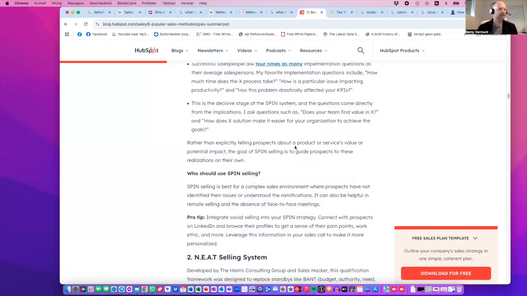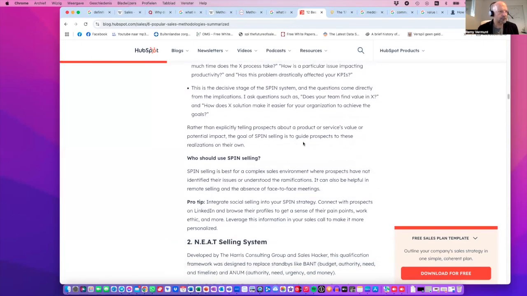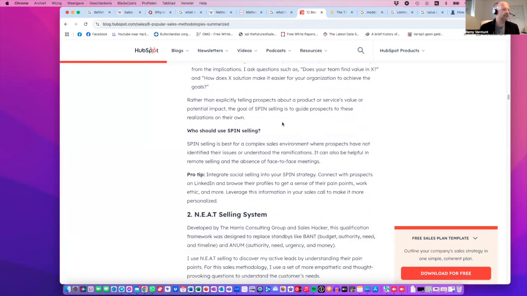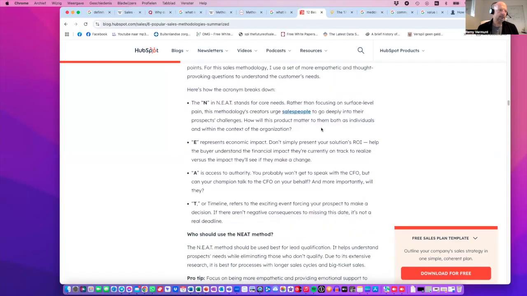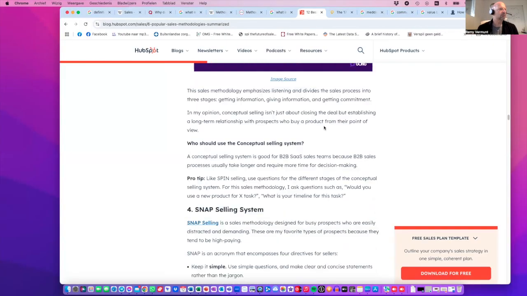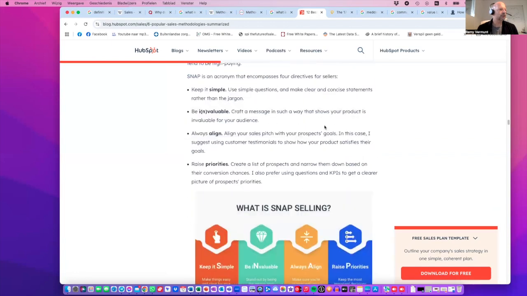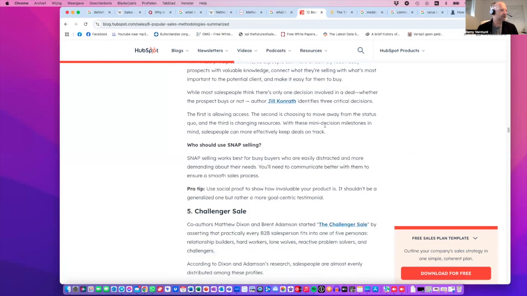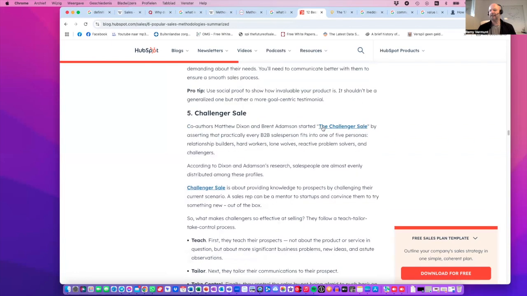System. Is it a system? Or is it a methodology or method? Spin selling. It's not just selling, right? It's more discovering. Need, I'm going to skip. Conceptual. Hardly come across. Snap. Hardly come across. Challenger sale. That is great. So here we have it. Challenger sale. Read it.